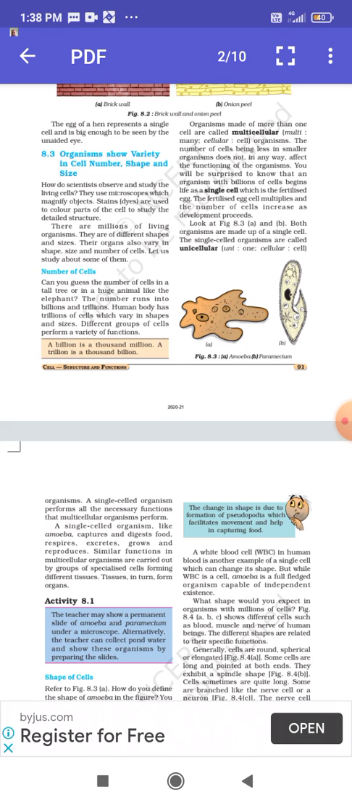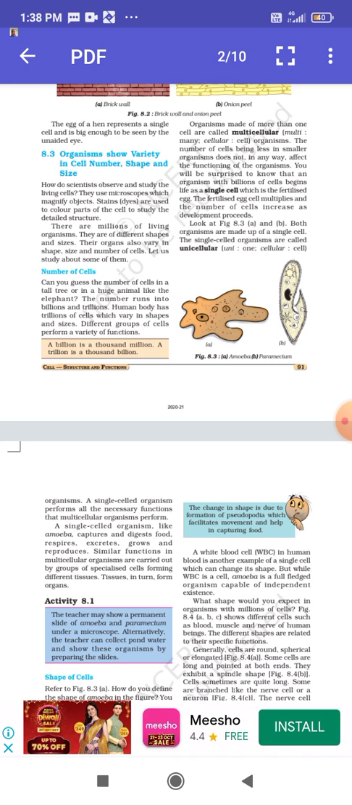Okay. Now organisms made up of more than one cell are called multicellular, or many-celled organisms. The number of cells being less in smaller organisms does not in any way affect the functioning of the organism. You will be surprised to know that an organism with billions of cells begins life as a single cell, which is a fertilized egg. The fertilized egg multiplies and the number of cells increases as development proceeds.